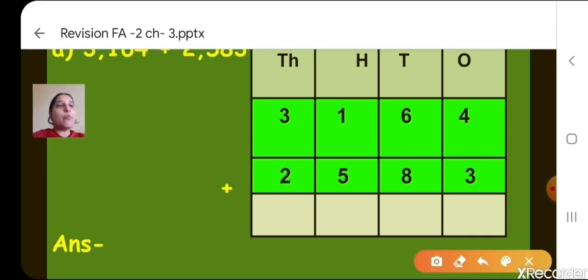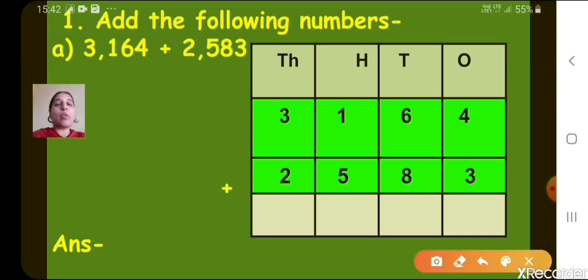So let's start from ones column. 4 plus 3, what will you get, children? 7. Now let's move to tens column. 6 plus 8, what will you get? 14. But 14 is a two-digit number. We cannot write it together here, isn't it? So we will write this 4, which is to the right side, here, and the digit which is at the left side will be carried over to the next place. It means it will be carried over to the hundreds place.